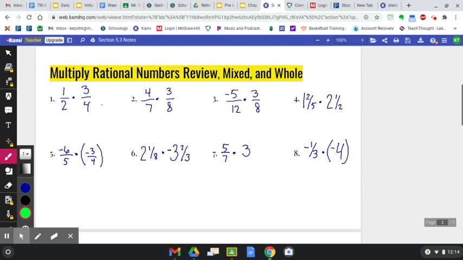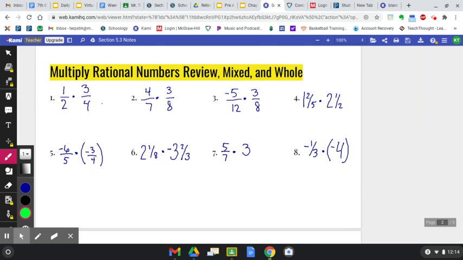So let's look at multiplying fractions. We'll review the ones we've been doing. We'll also look at multiplying mixed numbers, like number 4, where it has a whole number and a fraction that's mixed. And then we'll just look at multiplying by whole numbers, like number 7 and number 8.